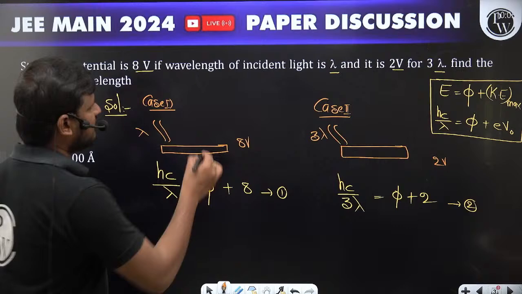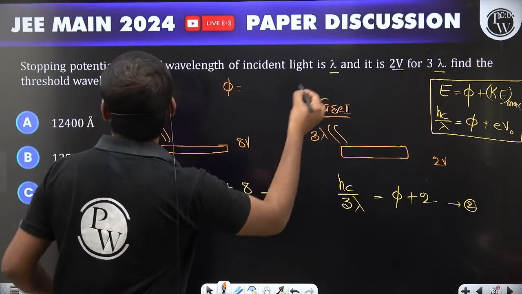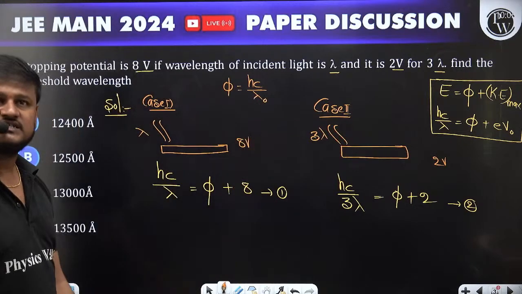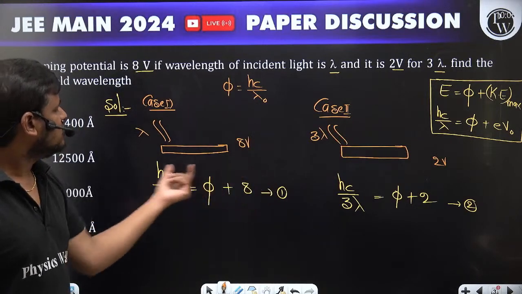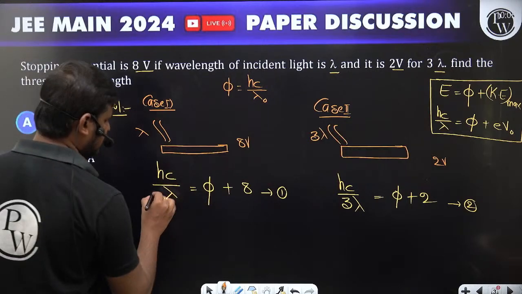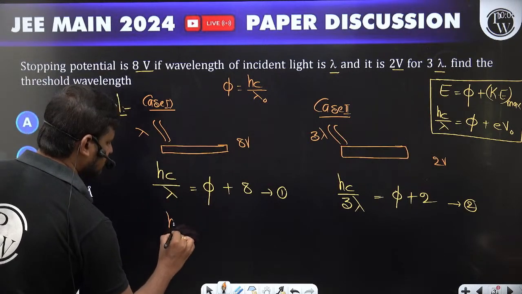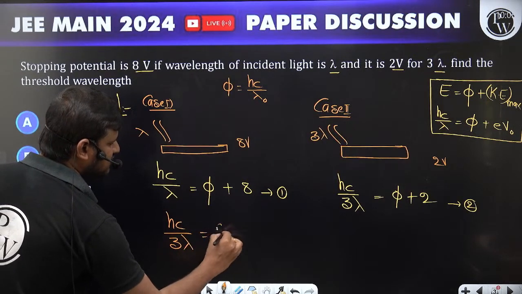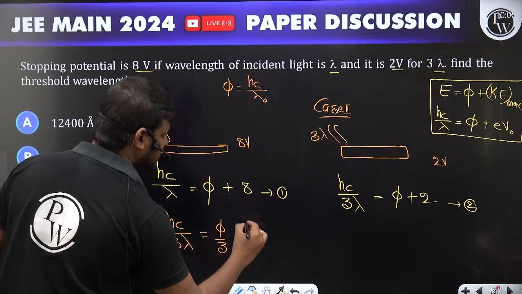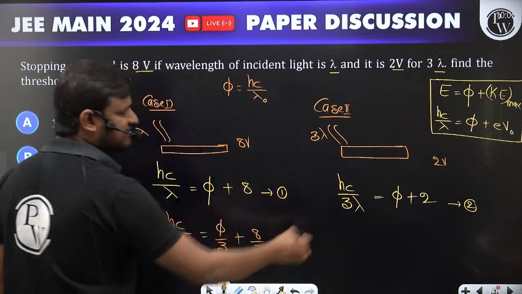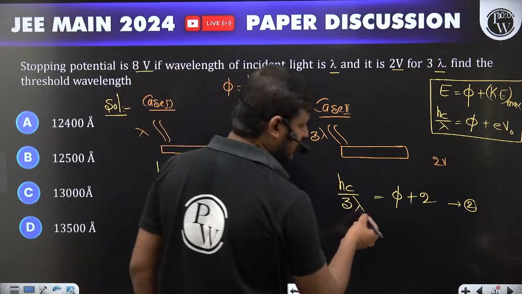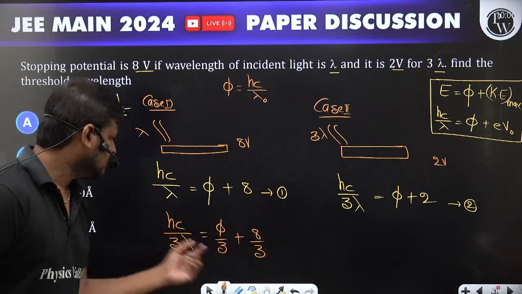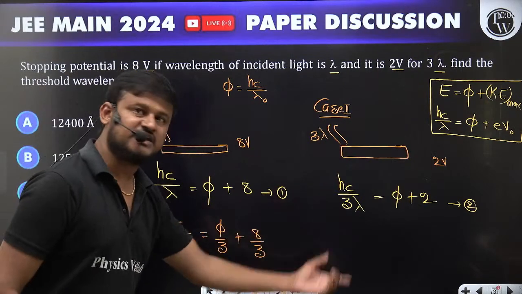The final thing we have to find is the threshold wavelength, so phi is equal to hc by lambda naught. From here you can do some calculations. Let me divide equation 1 by 3, because this becomes hc by 3 lambda. So this is phi by 3 plus 8 by 3. And this equation is already hc by 3 lambda equal to phi plus 2. Now simply subtract these two equations. So hc by 3 lambda and hc by 3 lambda get cancelled.